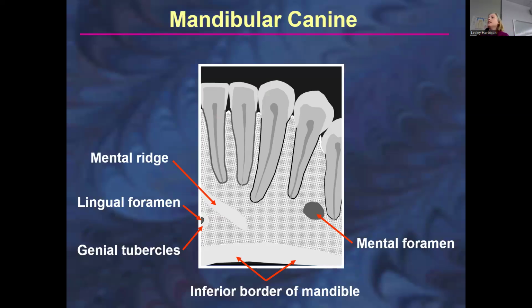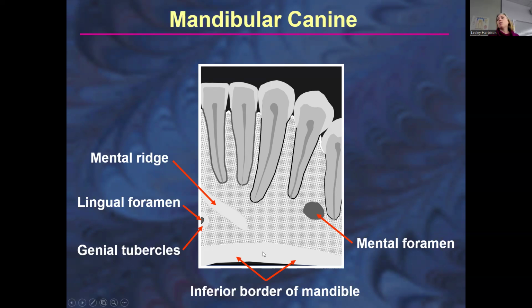On the mandibular canine, we have a few things. Again, we can see a portion of the mental ridge. We sometimes can pick up the lingual foramen and the genial tubercles, depending on the angle of the canine shot. Oftentimes, because we can pick up some premolars, sometimes we can pick up the mental foramen, which is another place where you give an injection. You give the mental injection by the mental foramen. It's not necessarily always going to be there, but these are things that you can see.